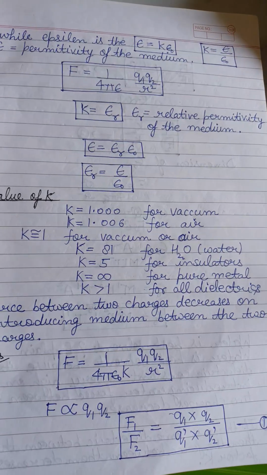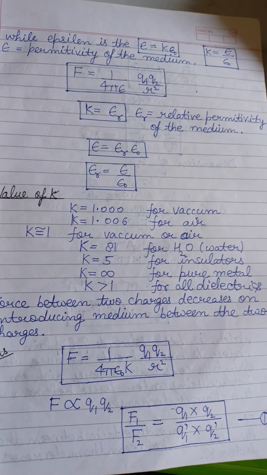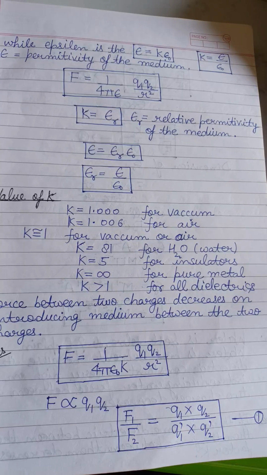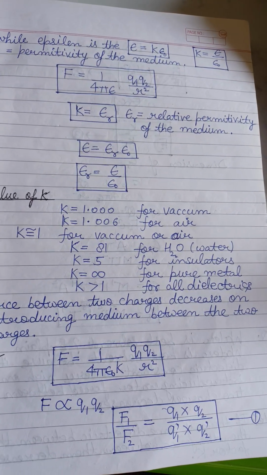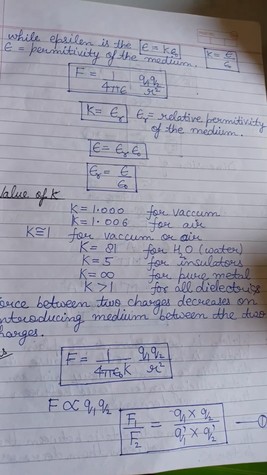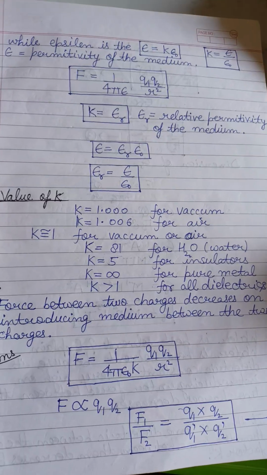If we take epsilon r is equal to K, then epsilon r is known as the relative permittivity of a medium, then the value of K is equal to epsilon upon epsilon naught. If epsilon is equal to epsilon naught, then epsilon r is equal to epsilon upon epsilon naught.